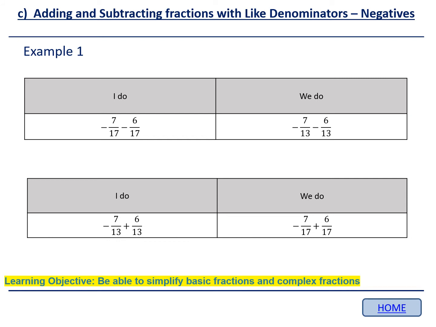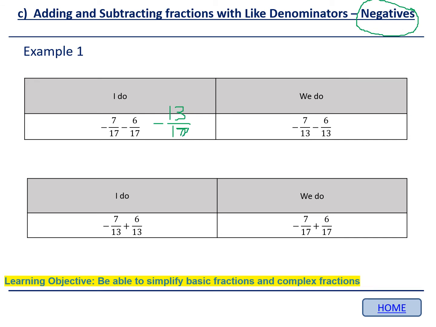Okay, now we've got some more questions, but this time we're still looking at denominators, but we're looking at negatives. So that I do: I've got minus 7 over 17, and it's asking me to take away 6 over 17. If I take 6 in the negatives away, that's going to leave me with minus 13 over 17, because remember, we're going the other way now because we're in the negatives.